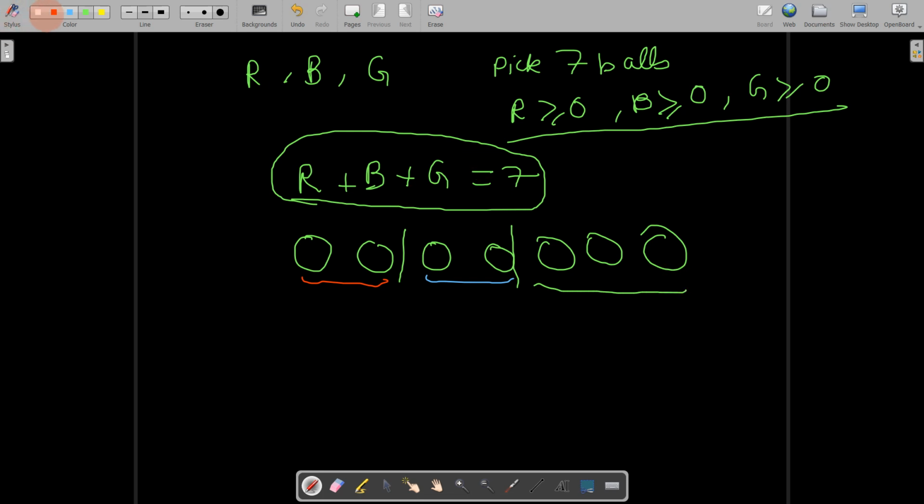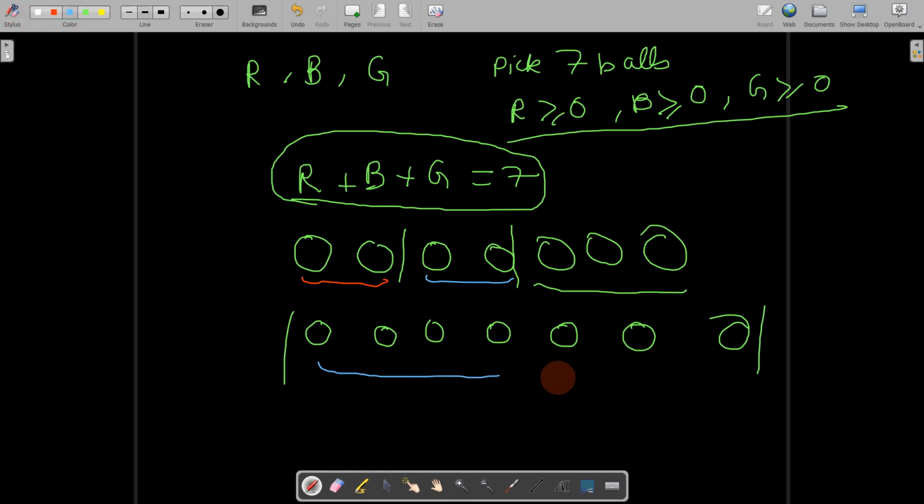Similarly, another possible partition can be 3, 4, 5, 6, 7. This is also a valid partition. That means all 7 balls are blue in color. We have 0 red balls, all 7 blue balls and 0 green balls. So how many possible solutions exist to this question using the bars and stars method?